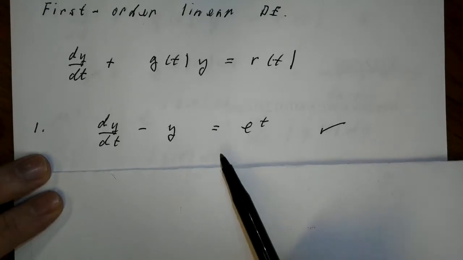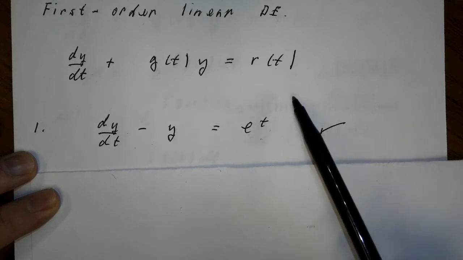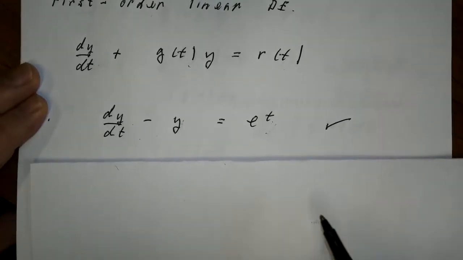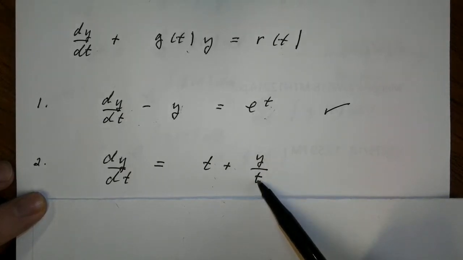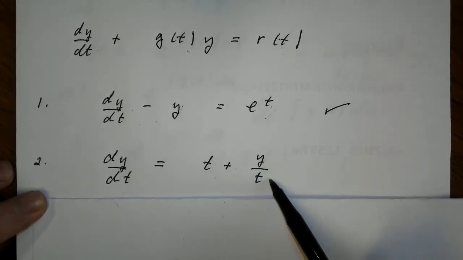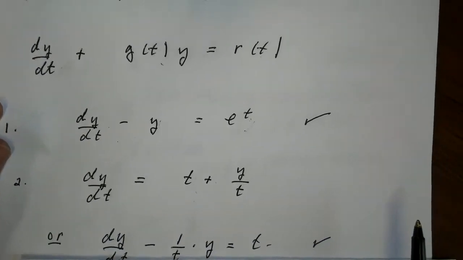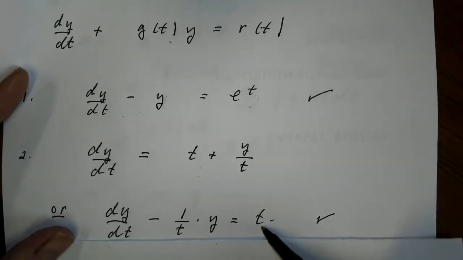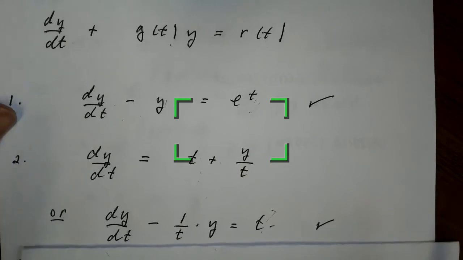So what would be an example of a first-order linear differential equation? Well, dy/dt minus y equals e to the t would be an example. In this case, r of t is e to the t, g of t is negative 1. As another example, dy/dt equals t plus y over t. Now, it's not obvious that this is linear, but if we subtract from each side the term y over t and do just a little bit of algebra, we see that we get dy/dt minus 1 over t times y is t. So in this case, r of t is t, and g of t would be minus 1 over t.